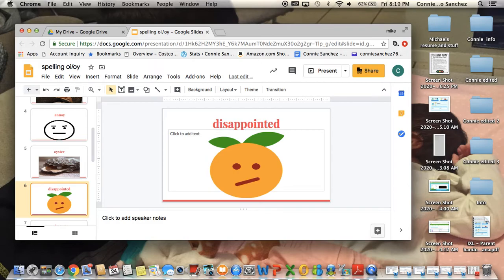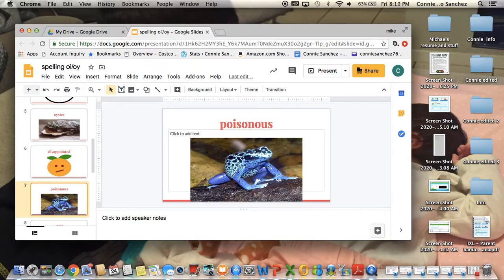Disappointed. So disappointed, you notice that it's in the middle and that's why it's OI. This goes with the rule that I was talking about in the beginning where it's in the middle and that's why it's an OI. Poisonous, it's still in the middle. It's not in the beginning where you hear the P, but it is still in the middle because there's a sound and then there's another sound at the end, so you know that it is not the OY.